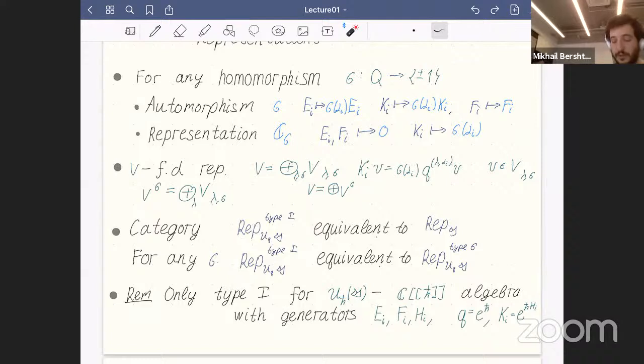Then any finite dimensional representation decomposes into a sum of terms which correspond to such sigmas. The difference between the terms can be seen in the action of K. In the representations which are direct analogs of representations of the Lie algebra, K will act by some power of q. And if we twist by sigma, it will be some power of q times some sign.